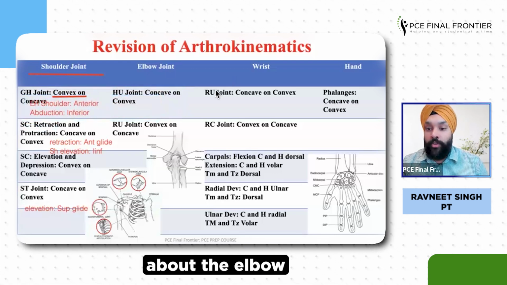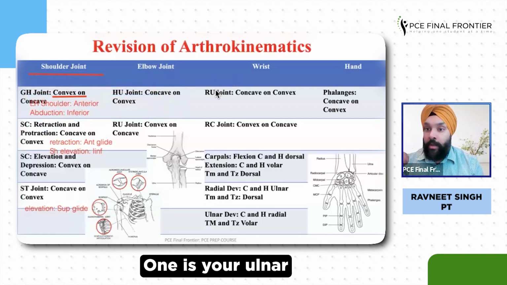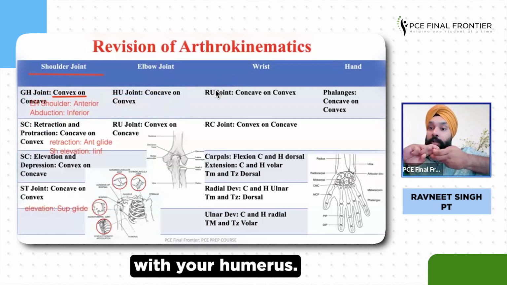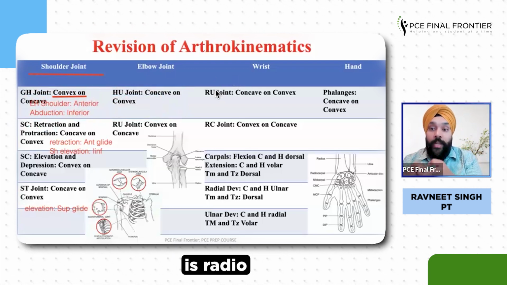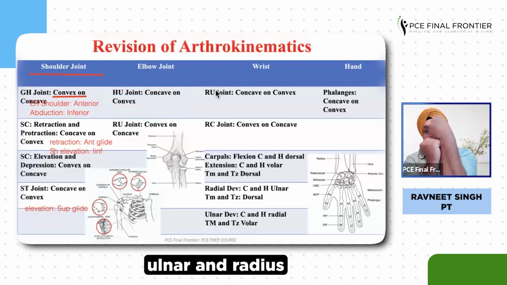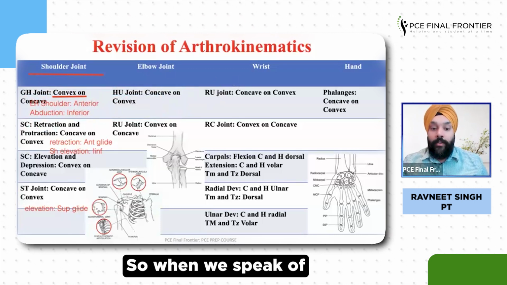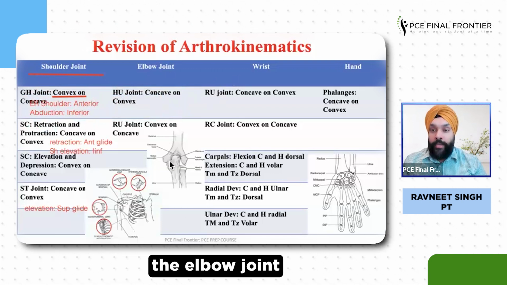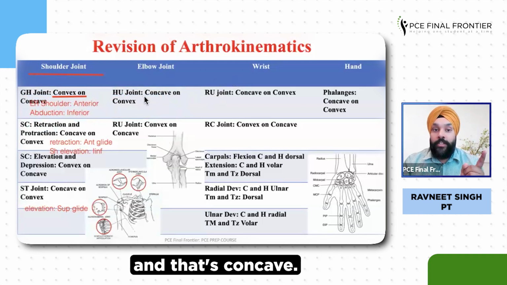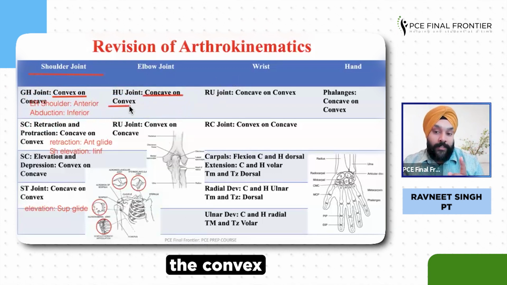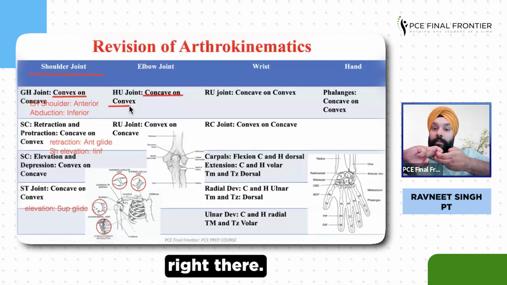Let's talk about the elbow joint. Now, elbow joint, you have two different joints. One is your ulna would have a hook with your humerus, right? And then the next joint is radio-ulnar joint, where you have ulna and radius works like this, right? So when we speak of the elbow joint, the humerus and the ulna, you're talking about flexion and extension. And that's concave moving on the convex because you have a hook joint right there.